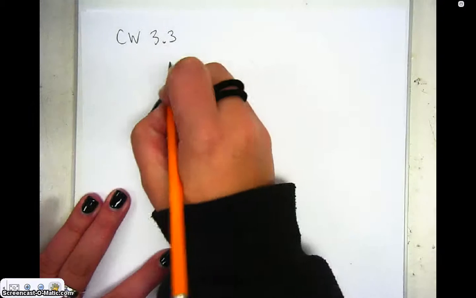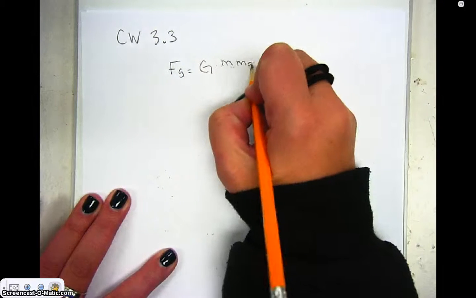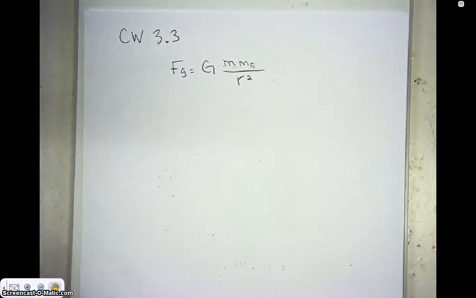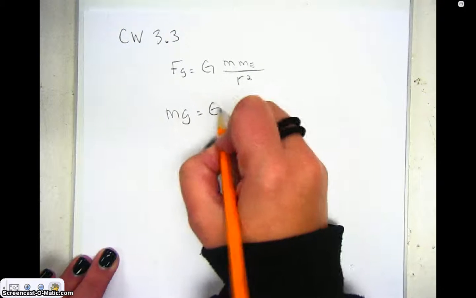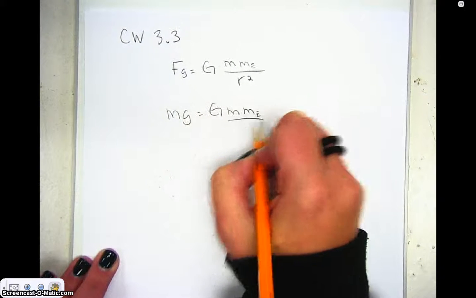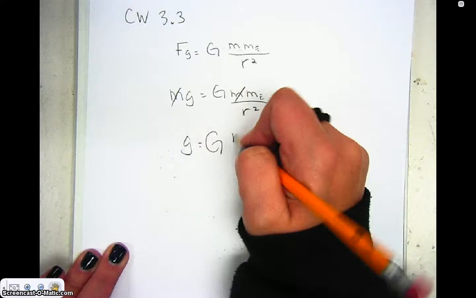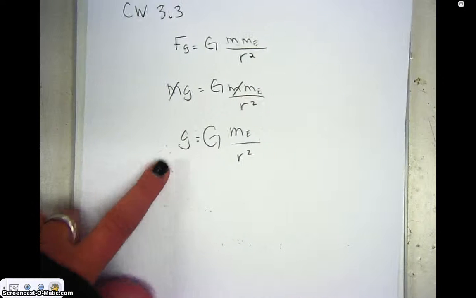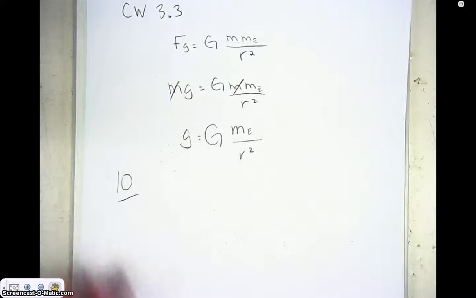Remember, we have force due to gravity is G m of the Earth, so some mass of something on the Earth, all over the radius of the Earth squared. This is the mass of whatever is on that planet, G m, mass of the Earth, all over r squared. So this mass cancels, and we get that gravity is equal to the big gravitational constant, the mass of the Earth, over r squared. And we know that gravity on Earth is 10. So just keep that in mind.